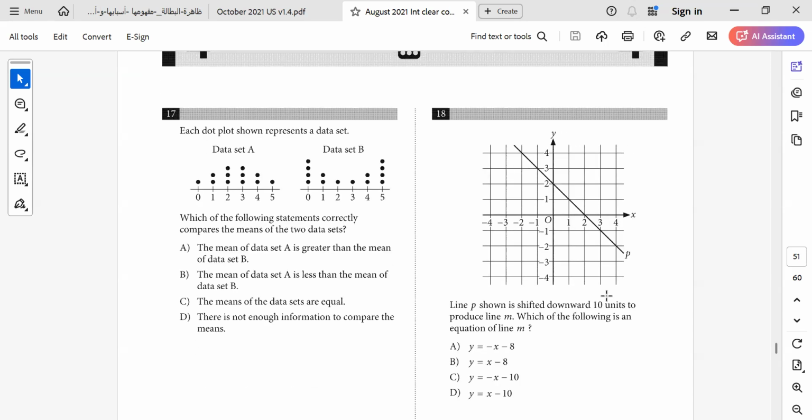Okay, 17, it's clear. We ask about the mean. I need to calculate the mean, right? I cannot decide about the mean. I thought that you would ask about standard deviation. No, it asks about the mean.